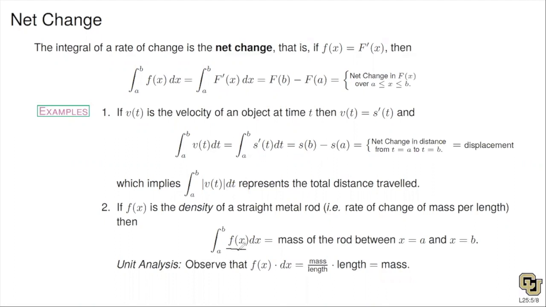So think of the units of f here as mass per length. The unit of dx here is the unit of the x-axis, which is length. Now if you multiply this, the length cancels. That's how I know this integral will give me the mass.